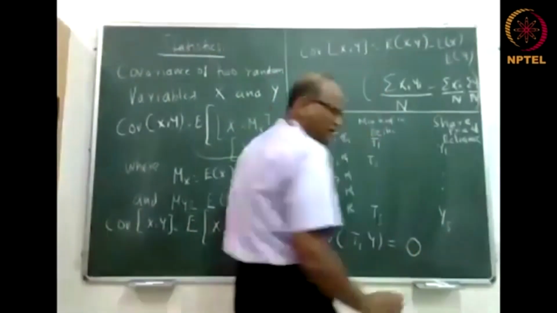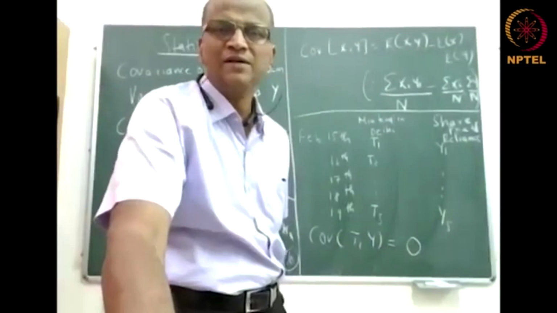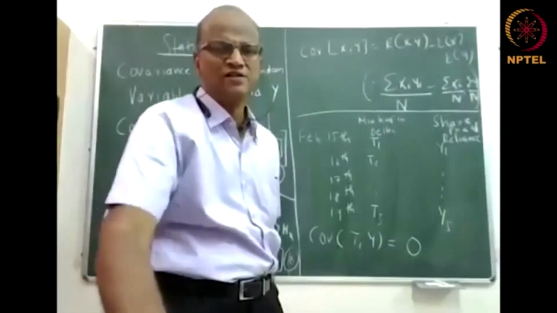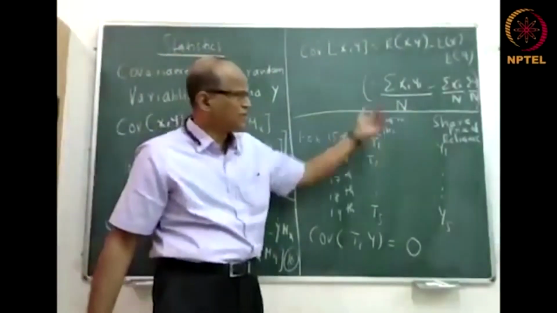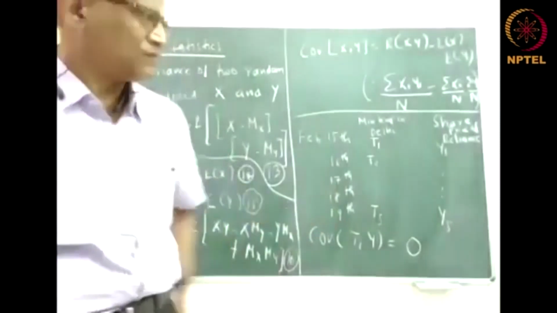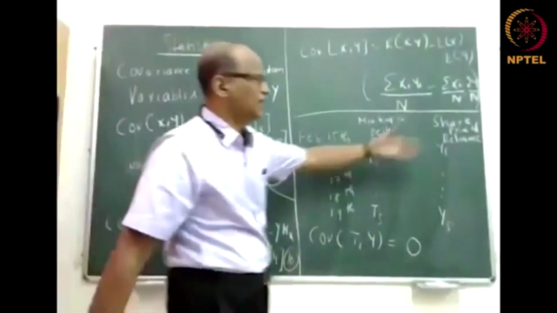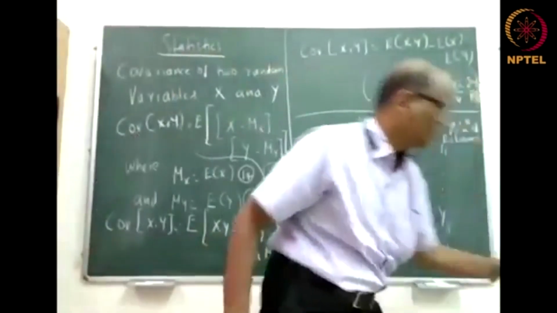Okay. Anand, are you there? All right. Is this clear? So that is the covariance. So there should be no connection between the minimum temperature in Delhi and the share price of Reliance, or the minimum temperature in Delhi and the petrol price of that day or something. So there should not be any correlation.